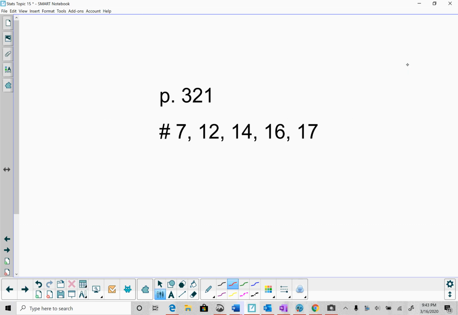From your textbook, starting on page 321, on your Surface so that I can access it remotely. Keep your distance. Try numbers 7, 12, 14, 16, and 17.